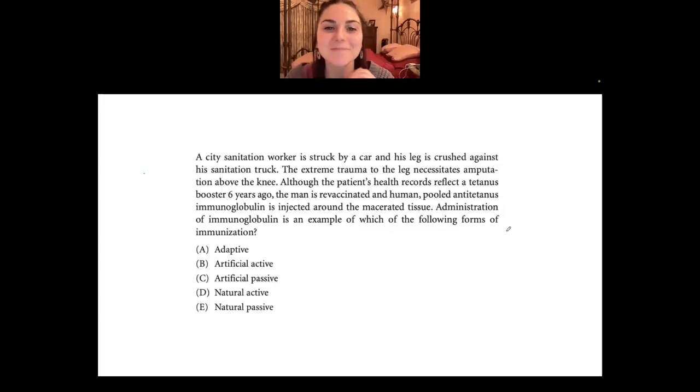Okay, so for this one, it's saying we're injecting pooled anti-tetanus immunoglobulin around the tissue. So basically they're giving anti-tetanus immunoglobulin, injecting a bunch of these. As soon as you see this, it's going to be passive. As soon as we're giving an antibody, and the patient doesn't have to make antibody, it's always going to be passive. So it's going to be one of these at least.